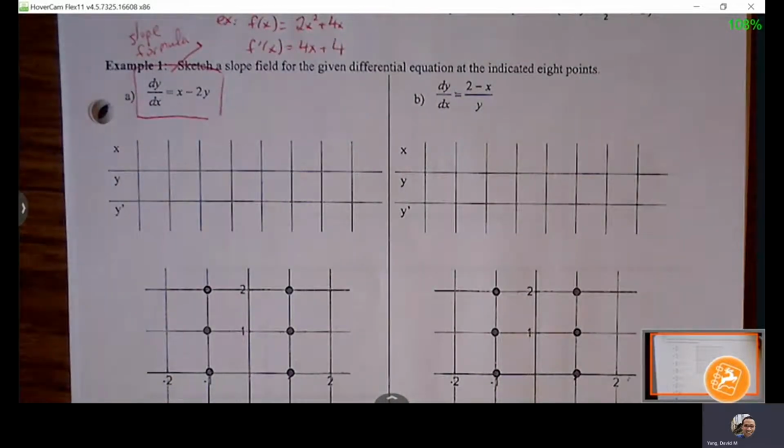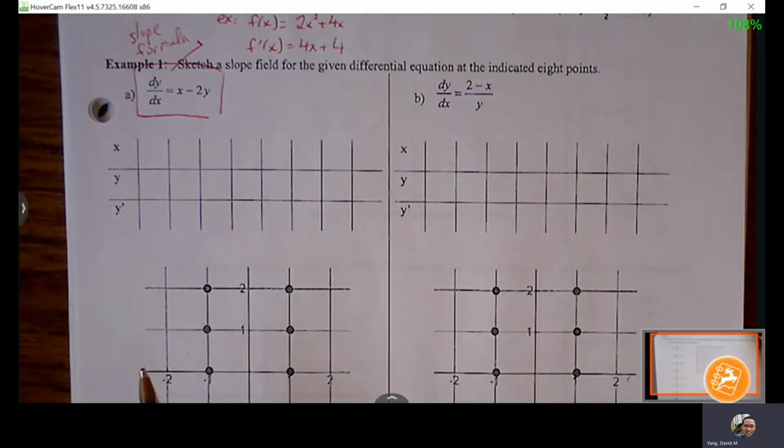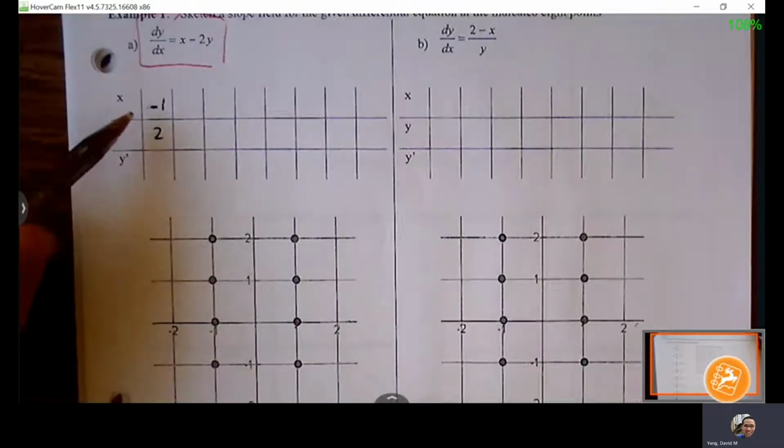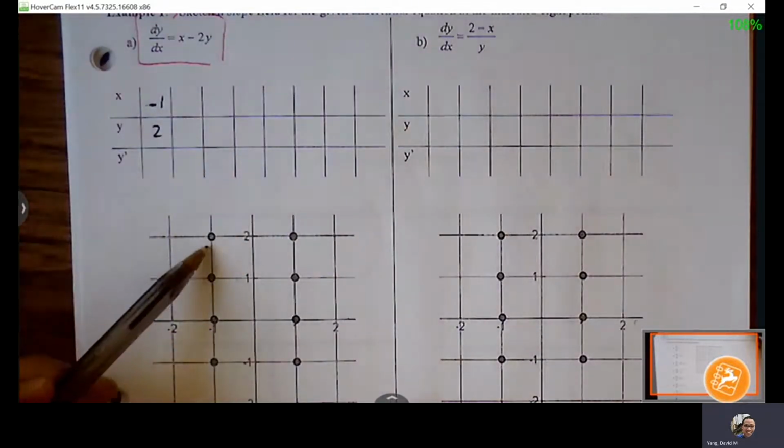Okay, so first thing, we're gonna identify all the ordered pairs that are highlighted. But I'm going to just put it in a specific order so that it'll be easier for us to match our answers with each other. So I'm going to start at the upper left corner. And we'll say that the first ordered pair we see is negative 1, 2. So we'll do negative 1, 2. And so negative 1, 2 represents this ordered pair here.